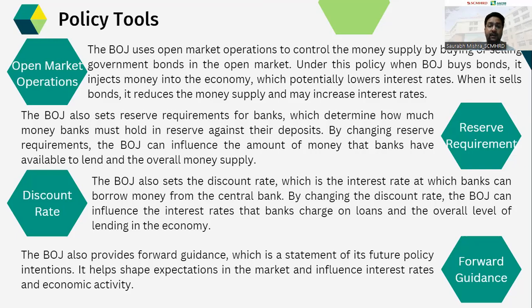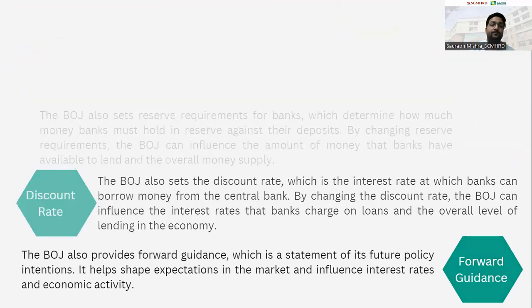Next, we'll discuss discount rate. By changing the discount rate, the Bank of Japan can influence the interest rates that banks charge on loans and the overall level of lending in the economy. Finally, we'll discuss forward guidance. The Bank of Japan also provides forward guidance, which is a statement of its future policy intentions. It helps shape expectations in the market and influence interest rates and economic activities.